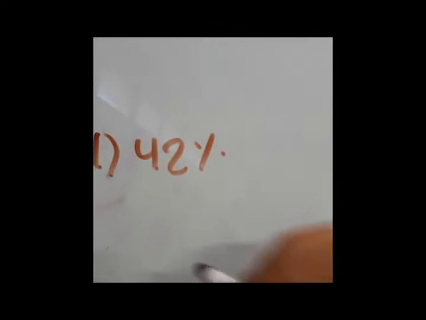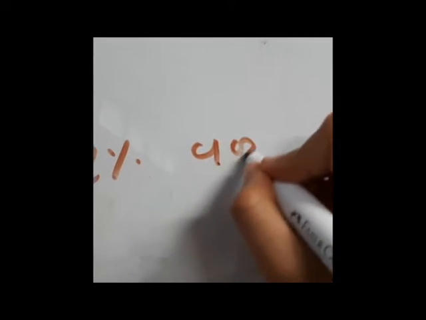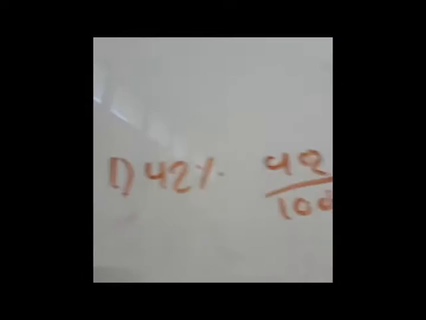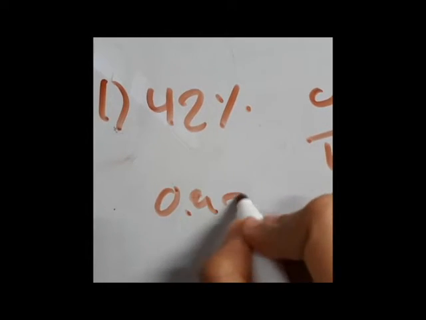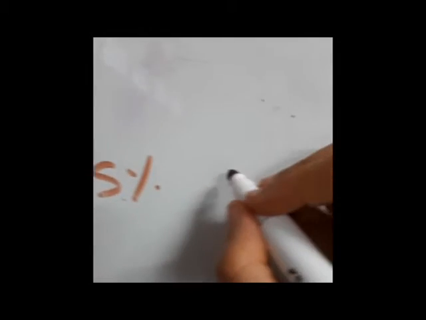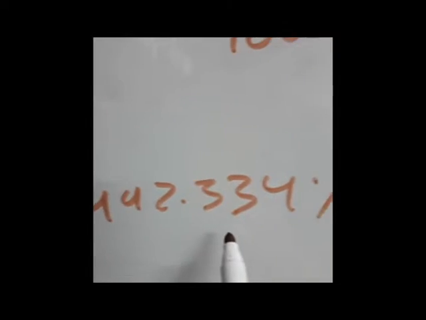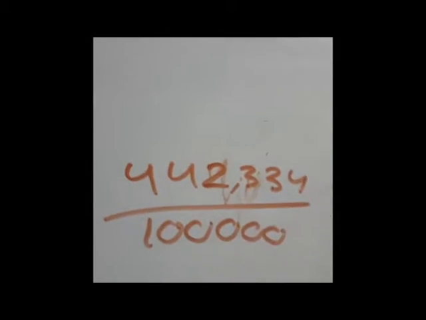Now for some questions. 42% as a fraction would just be 42 over 100, which will be 21 over 50. 42% as a decimal, because you divide it by 100, will be 0.42. 6.5% as a fraction would be 65 over 1,000. And the third question, 442.334%, that would be 442,334 over 100,000.